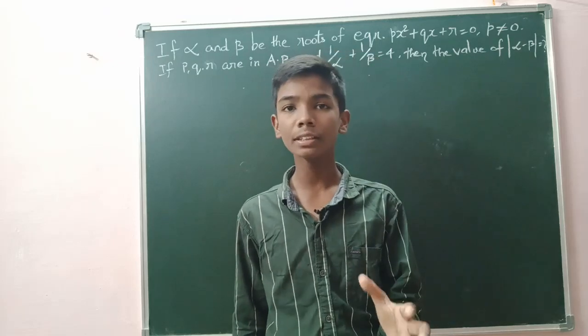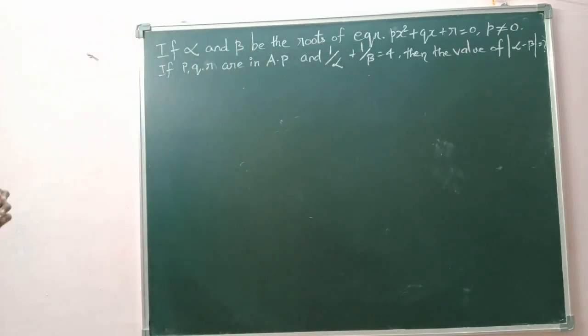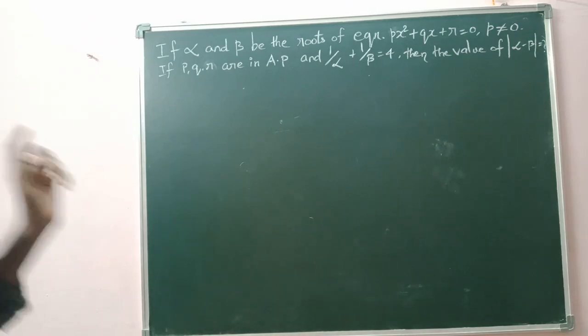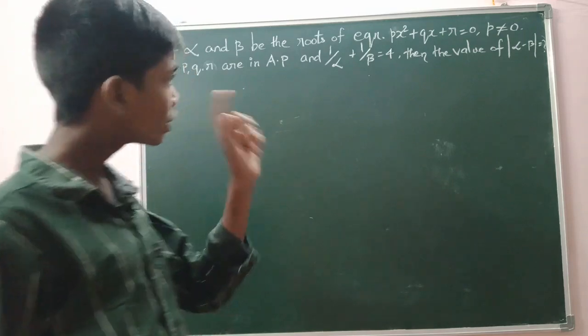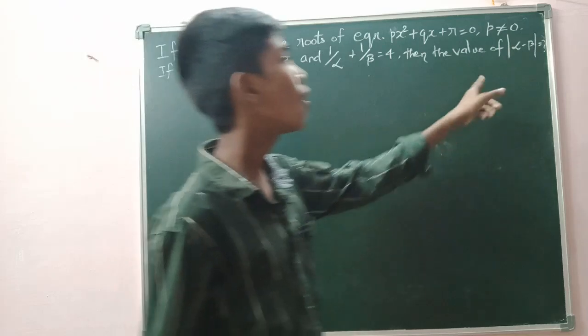Quadratic equation question. So let me start to solve, guys. The question is, if alpha and beta be the roots of the equation px square plus qx plus r is equal to 0, where p is not equal to 0, if p comma q comma r are in AP and 1 by alpha plus 1 by beta is equal to 4, then find the value of modulus of alpha minus beta.